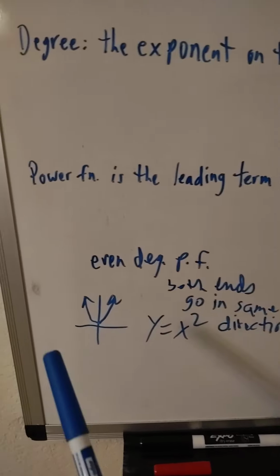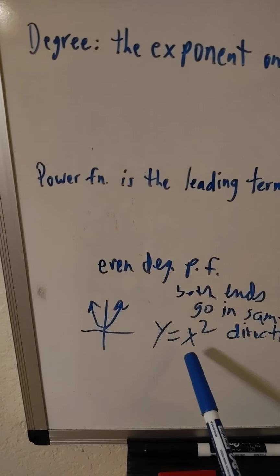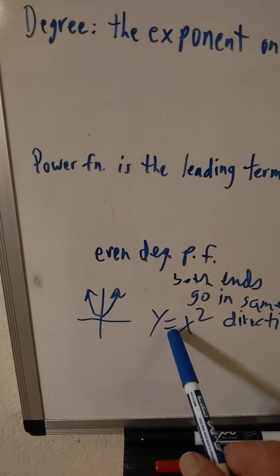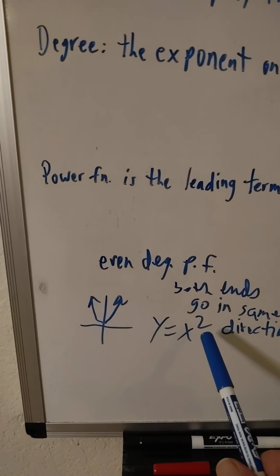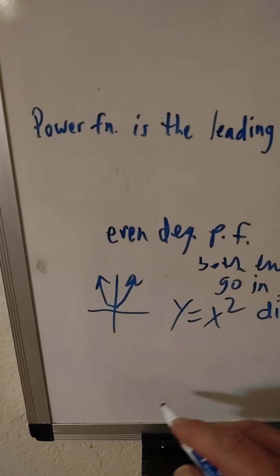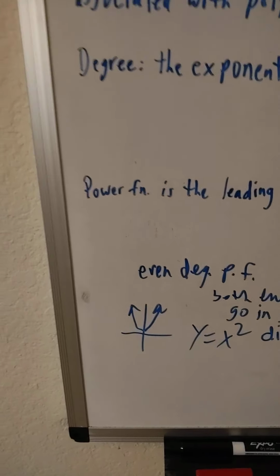And they go up if your coefficient is positive. Isn't this a positive 1 coefficient here? What happens if you have a negative coefficient with your even degree power function? The ends still go in the same direction, but they're both going to go down, like a reflection.